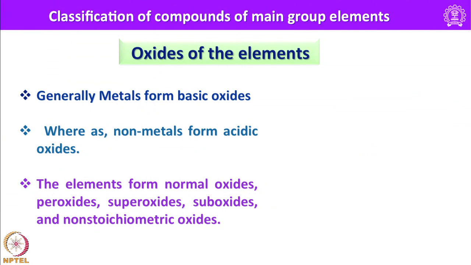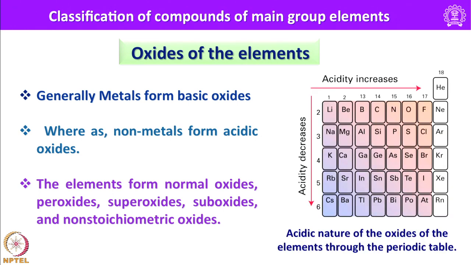So, let us look into the oxides of the elements. Generally, metals form basic oxides, whereas non-metals form acidic oxides. That means when you take an alkali metal or alkaline earth metal oxide and react it with water, they give the corresponding hydroxides, whereas non-metal oxides are acidic and when they react with water they form the corresponding acids. The elements form normal oxides, peroxides, superoxides, suboxides and also non-stoichiometric oxides.